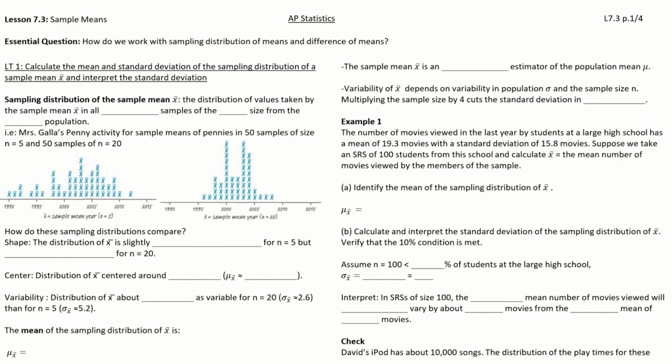So first off, let's go ahead and define what we mean by the sampling distribution of the sample mean. In this case, a sampling distribution of the sample mean x bar is the distribution of values taken by the sample mean x bar in all possible samples of the same size from the same population.